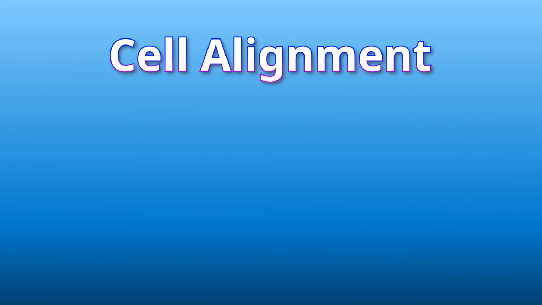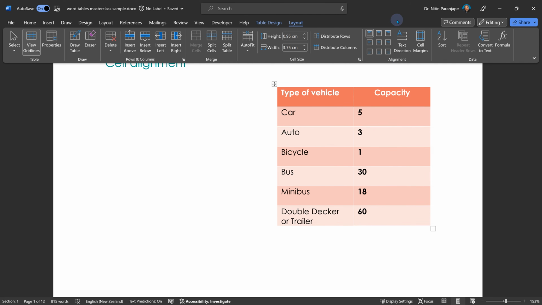Now let's understand cell alignment. If you go to this area, Alignment, it becomes very confusing. So just understand one simple thing. Alignment is vertical as well as horizontal. This text, Capacity, is centered. I could have made it left aligned or right aligned as well. That's horizontal alignment. Now I'm making it centered.